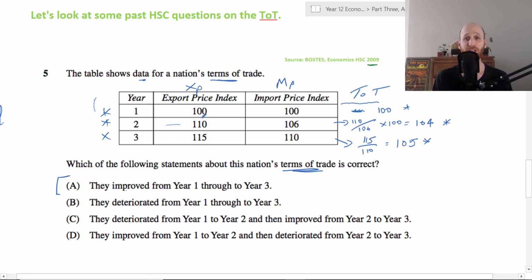The terms of trade did improve from year 1 to year 3 because you can see here, year 1 was 100, year 3, 105. B says they deteriorated from year 1 to year 3. Incorrect. Here it says they deteriorated from year 1 to year 2. That's not correct. And then improved from 2 to 3. That is correct. Third one says they improved from year 1 to year 2. Correct. And deteriorated from 2 to 3. Incorrect. So our answer in this situation would be A. Very simple once we've done the calculation ourselves.